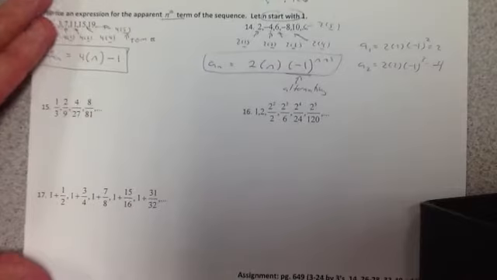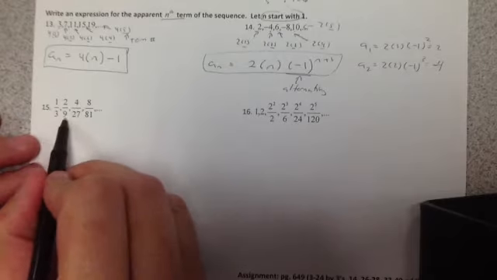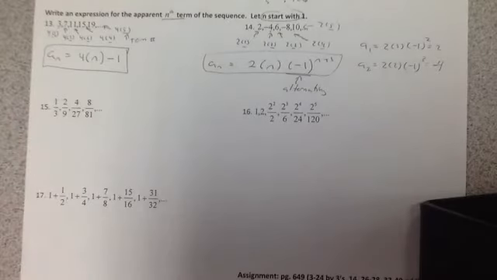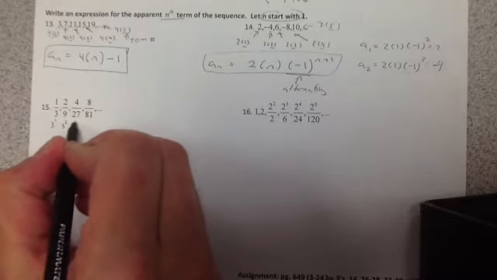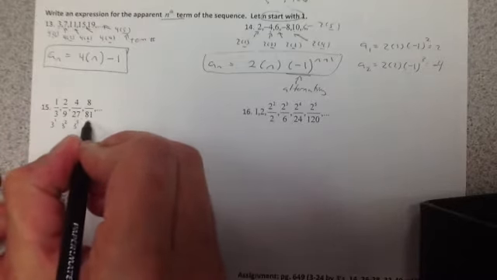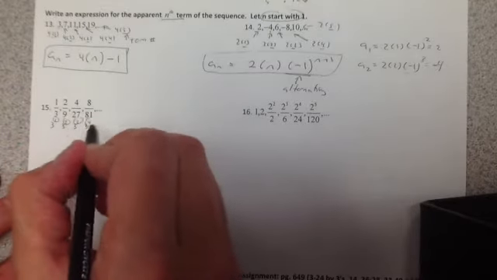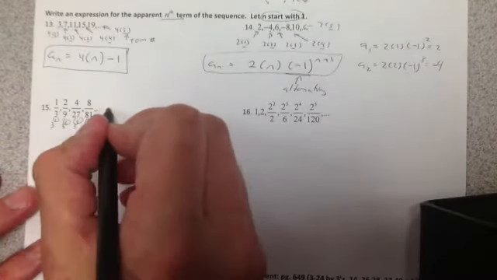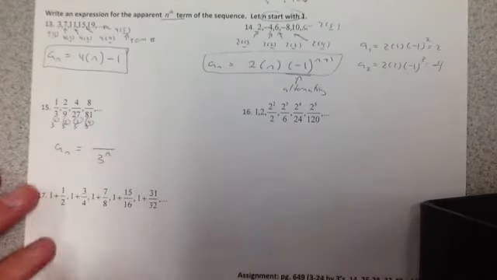All right. Number 15, look for a pattern. Look at the bottom here: 3, 9, 27, 81. That's pretty easy. That's 3 to the first, 3 squared, 3 cubed, 3 to the fourth. So when I want to get a sub n here, the bottom's pretty easy. It's 3 to the n.